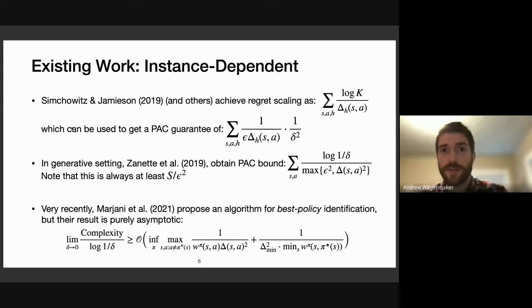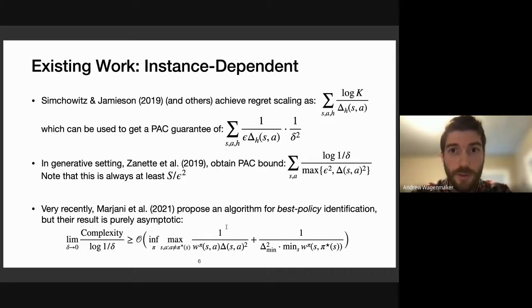And then the final work I'll mention is a very recent work. It was posted to arXiv in June or so, by Marjani et al. And they study best policy identification, so the case where you want to not find an epsilon good policy, but simply find the best policy. And they obtain the following complexity. I won't go into too much detail with the notation; I'll describe it later. But basically, the idea is you have this W, which quantifies the visitation, and you have this gap. And so this is really what we might hope to get, right? This is capturing this visitation distribution dependence, as well as this gap dependence.